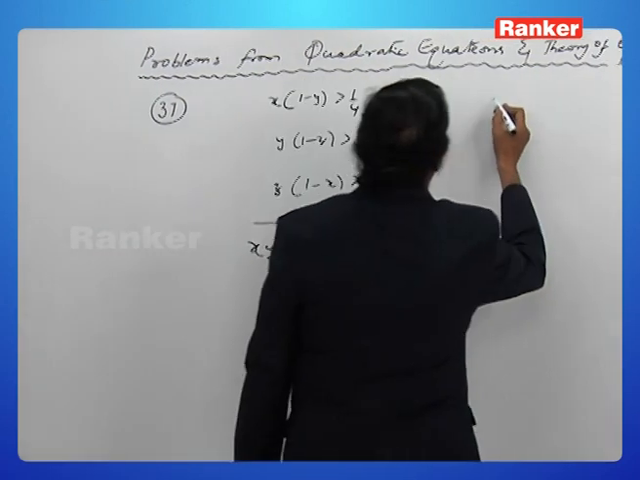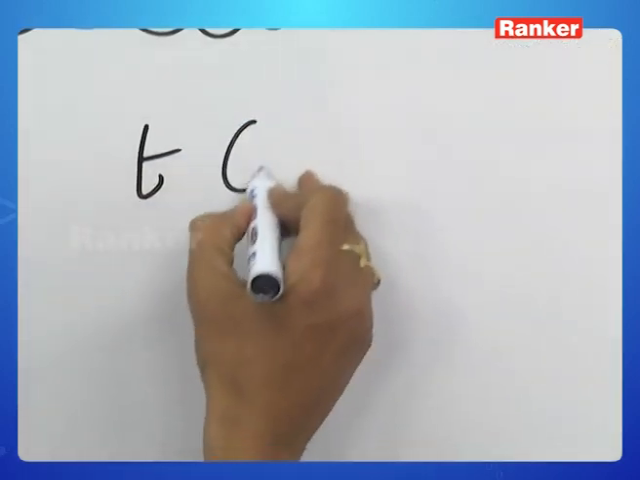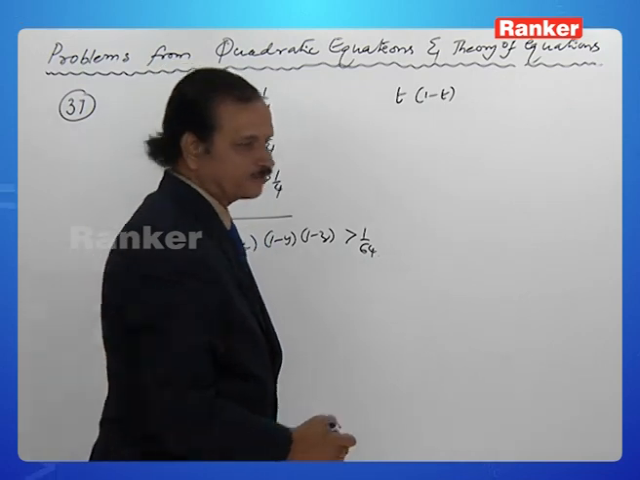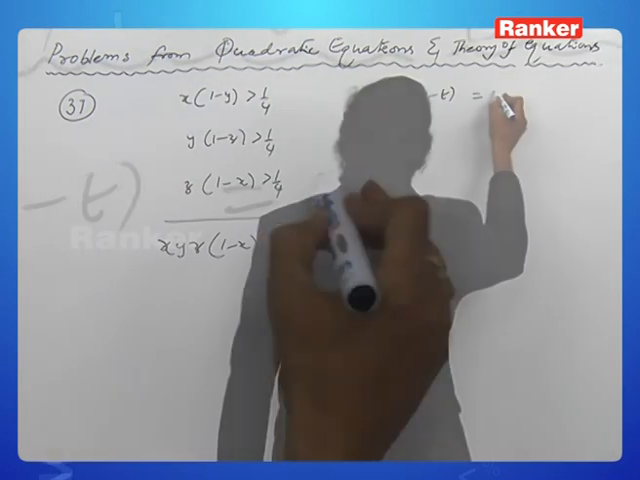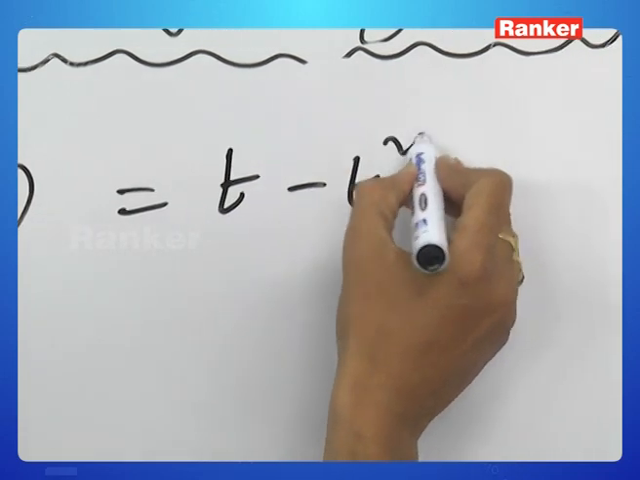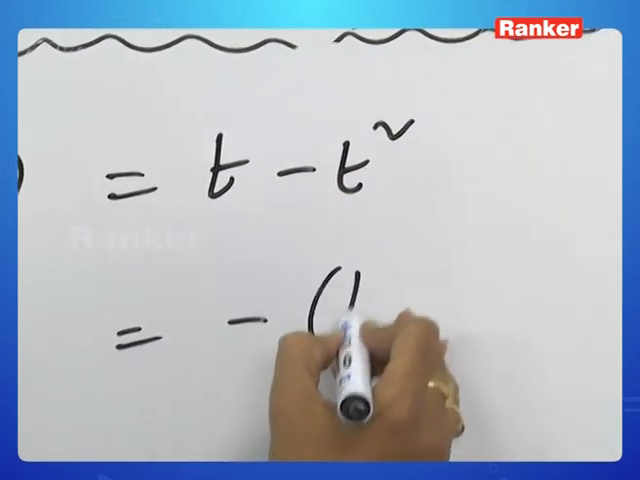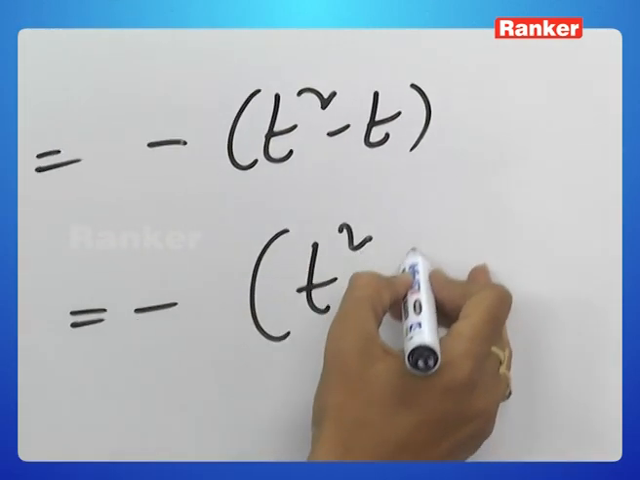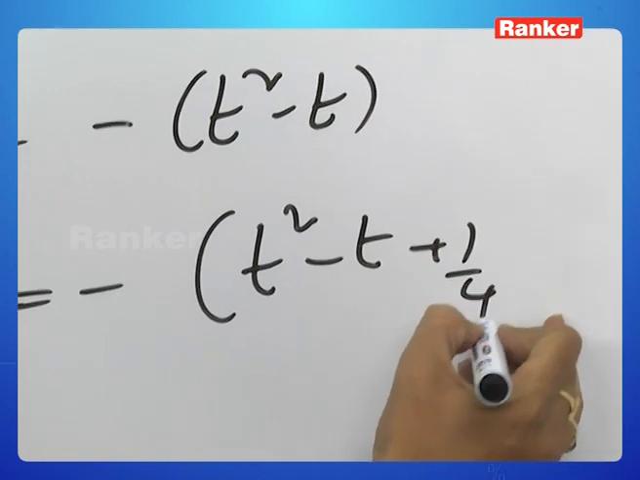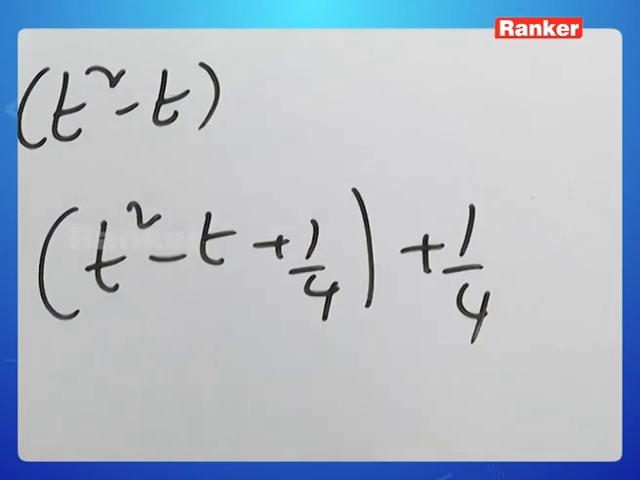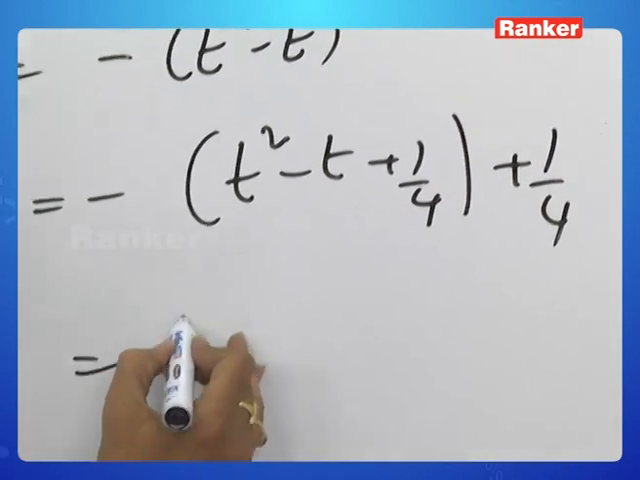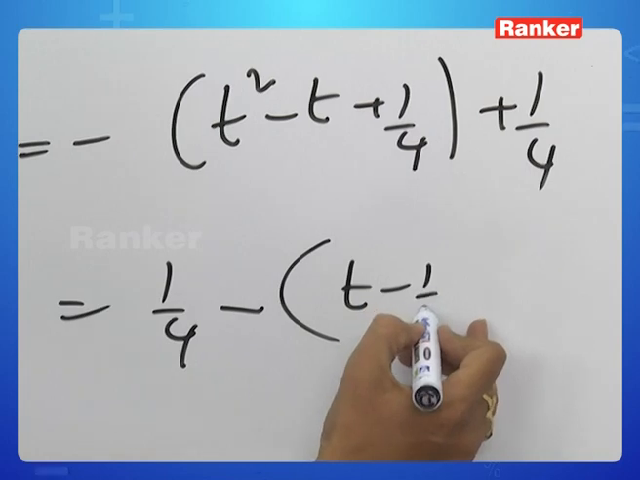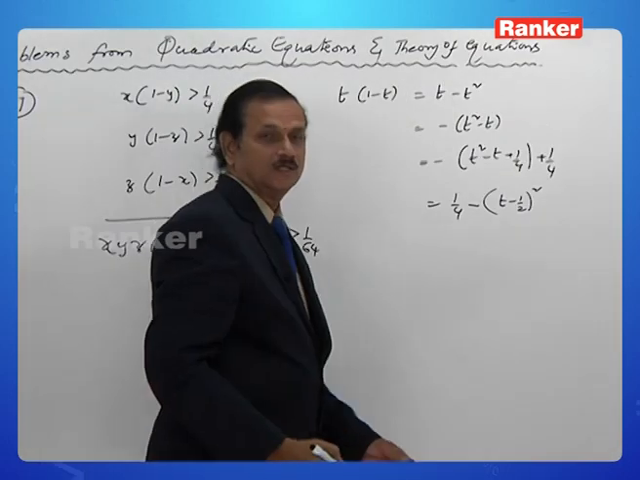Let us first observe t into 1 minus t. What is the fate of that expression? What is t into 1 minus t? That is t minus t square. That is minus of t square minus t. That is minus of t square minus t plus 1 by 4, plus 1 by 4. Am I right? So this is 1 by 4 minus t square minus t plus 1 by 4, which is nothing but t minus half whole square.